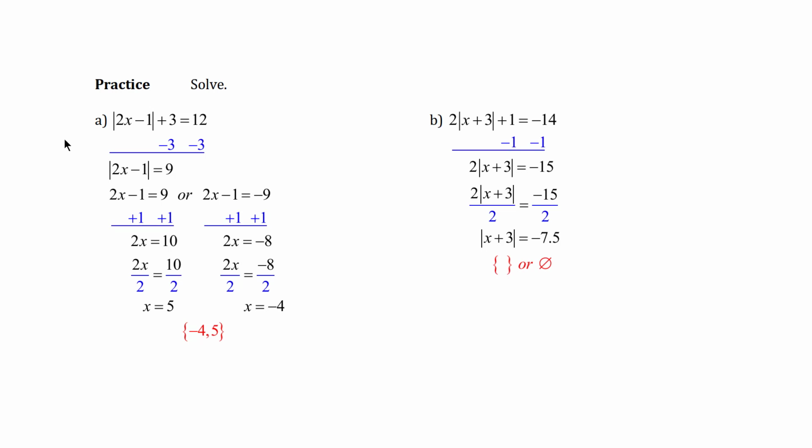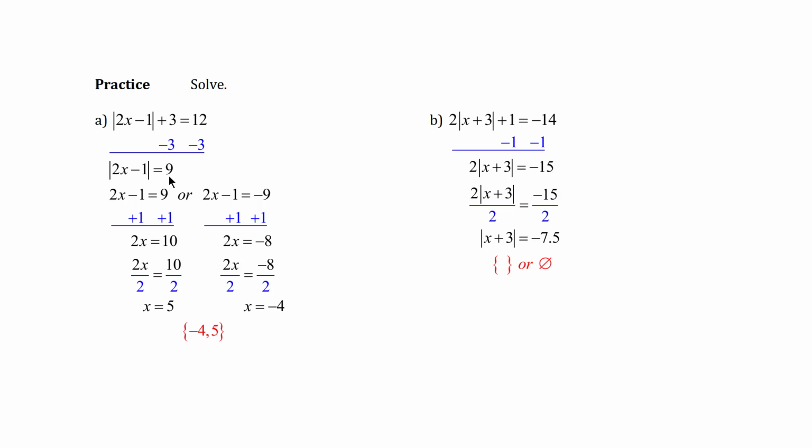Okay, so let's go over the solutions for part A. The first thing we need to do here is isolate the absolute value. So I'm going to get rid of the positive 3 by subtracting 3 from both sides. Simplifying the left-hand side, plus 3 minus 3 cancels out, and we bring down the absolute value of 2x minus 1. On the right-hand side, 12 minus 3 is 9. So the result is the absolute value of 2x minus 1 equals 9.